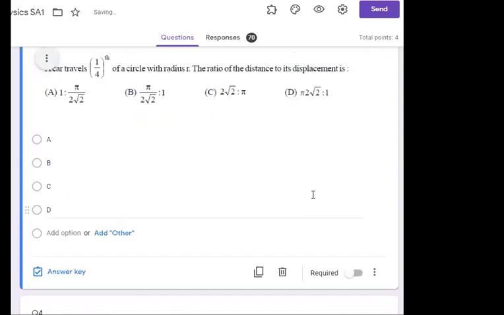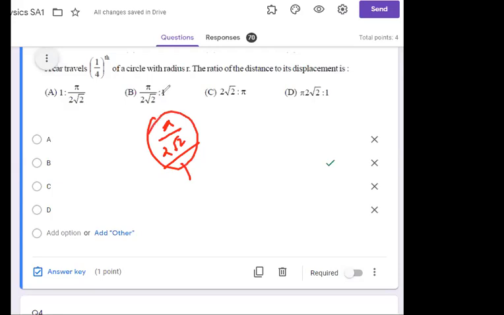Sir? Yes? Sir, displacement by distance, or distance by displacement, is pi by 2 root 2, so the distance will be pi and the displacement 2 root 2, na sir? No, it is pi by 2 root 2 is to 1. This is the whole ratio. It's not that. And if you look at it your way, then also it's correct: if displacement is 2 root 2, then distance will be pi. That is also correct.